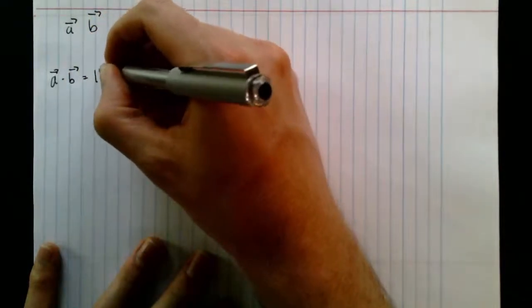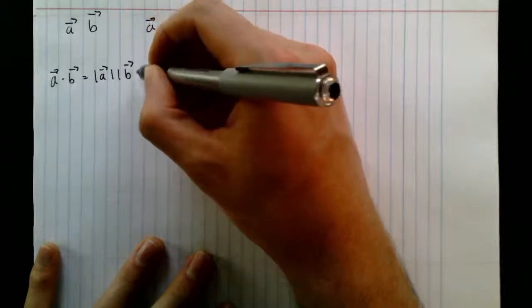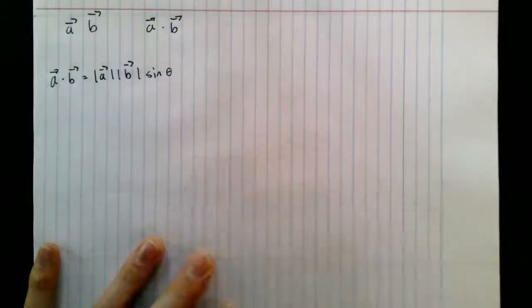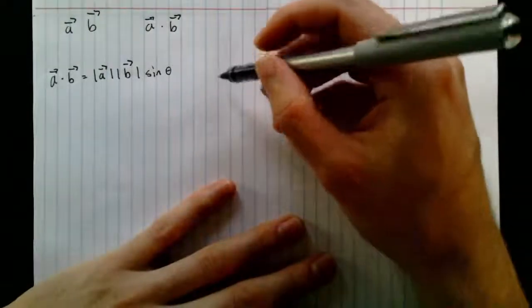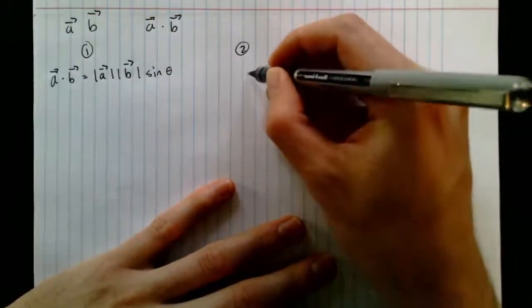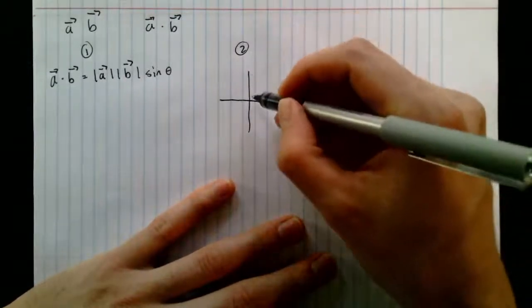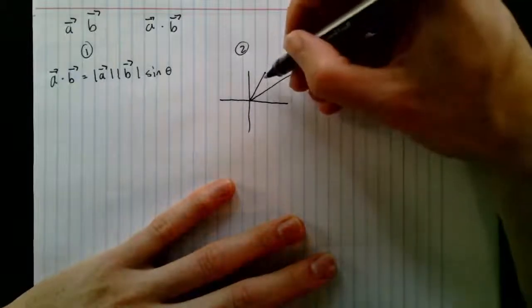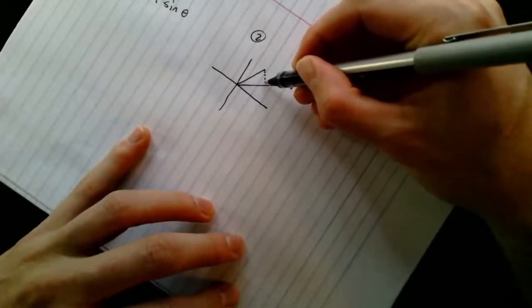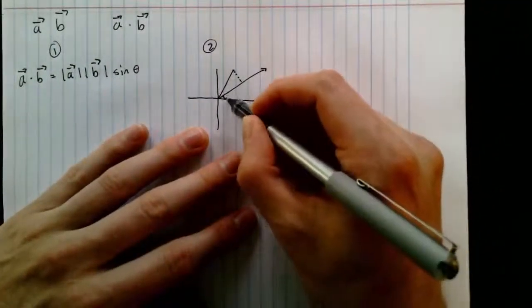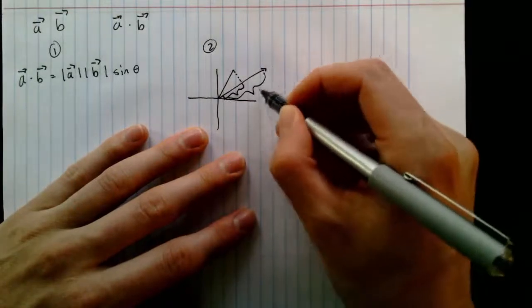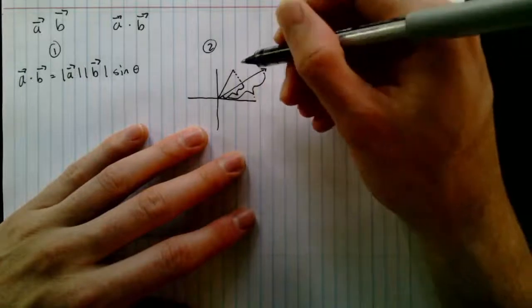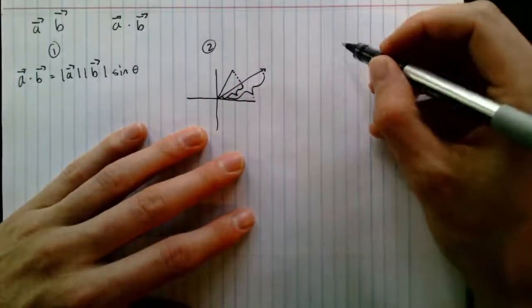So the dot product A dot B is equal to the magnitude of A times the magnitude of B times the sine of the angle between them. Then there's the other viewpoint. Two is basically, you've got your x and y axis, and let's say you have a vector here and another vector here. Then you can drop a perpendicular here, and whatever this component is, that times this component gives you the dot product. There are a couple of ways to write it out, but I'm just going to leave it there for now.